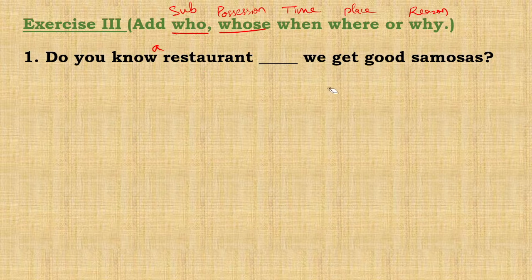Dash, we get samosas. Here we are speaking about the restaurant. Restaurant is a subject, possession, time, place, reason. What is it? It is a place. So where we get good sound.